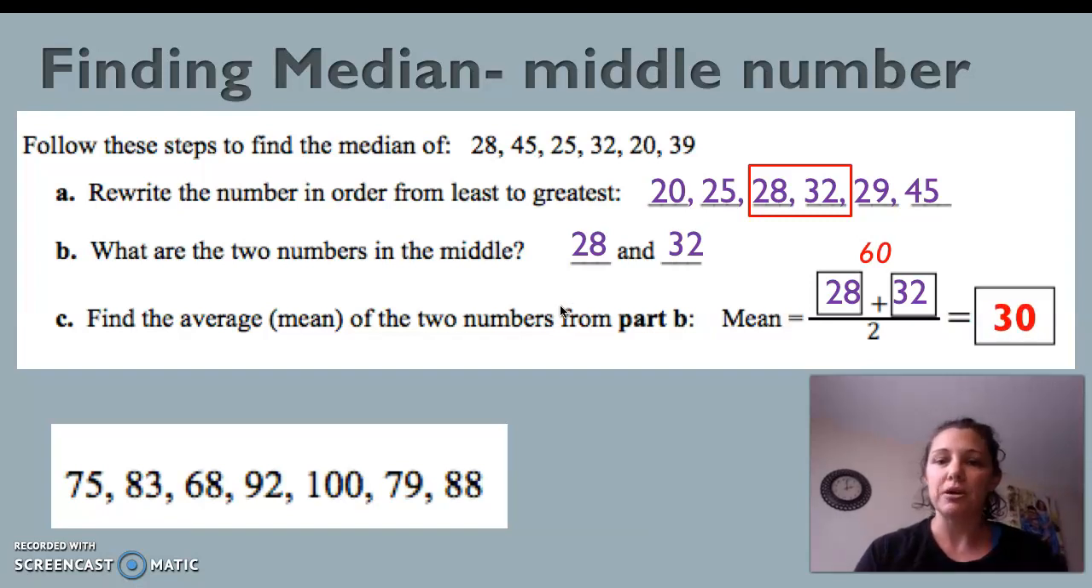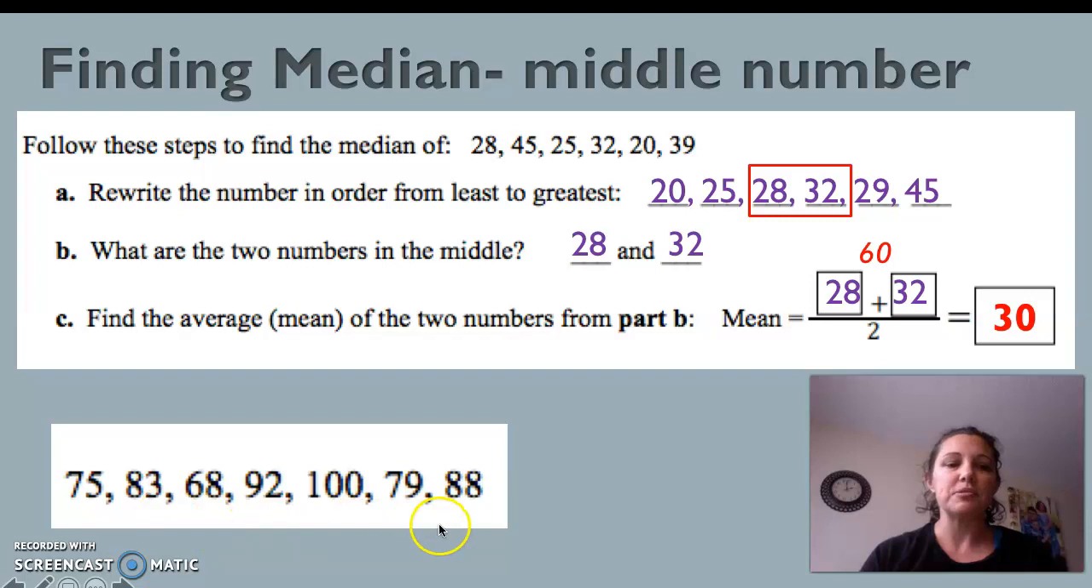And if you think about it, that makes absolute sense. Between 28 and 32, you would have the number 30. We would skip 29, there would be 30. Skip 31, there would be 32. So sometimes it's going to be very obvious what the middle number is. Other times you're going to have to actually do the addition and then cut it in half.